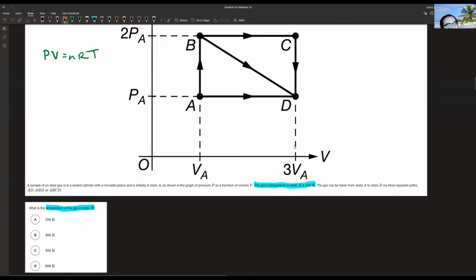Well, what is constant? The volume is constant. The number of moles is constant because it is sealed. And the universal gas constant is also constant. So what we could say is the pressure is proportional to the temperature. If we look at the pressure here, it is twice the value of the pressure at A. So the temperature is going to increase by the same proportion.